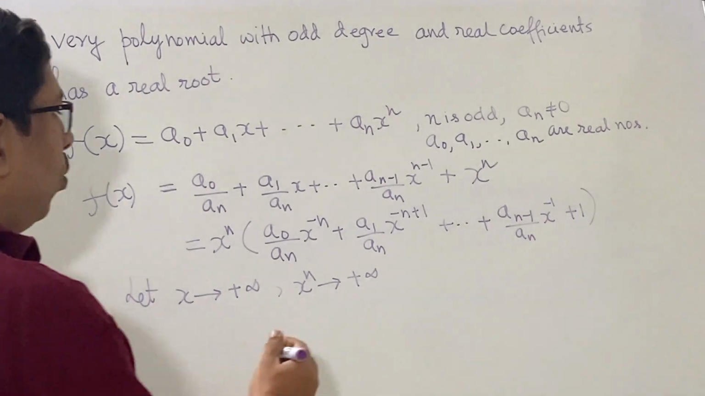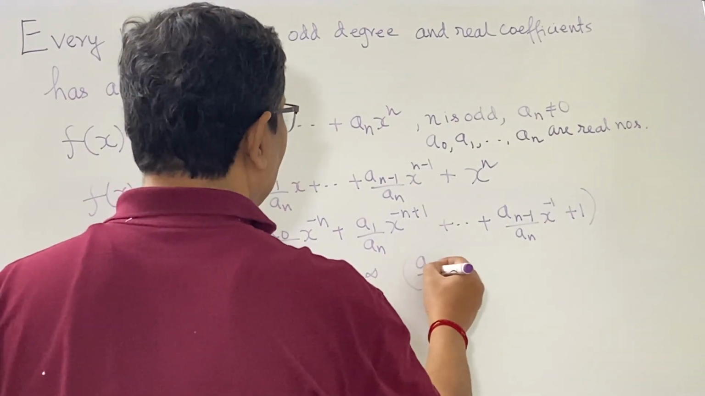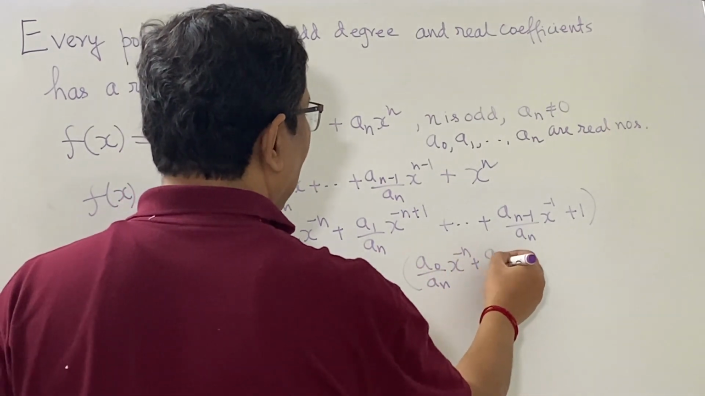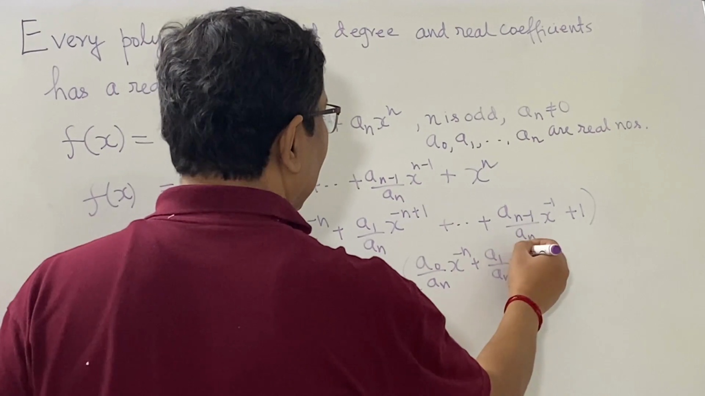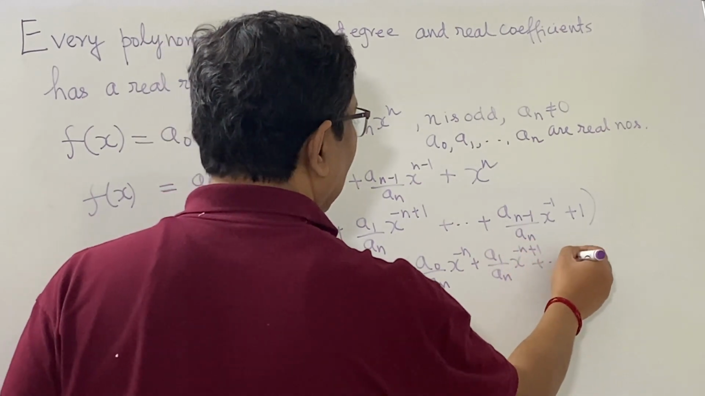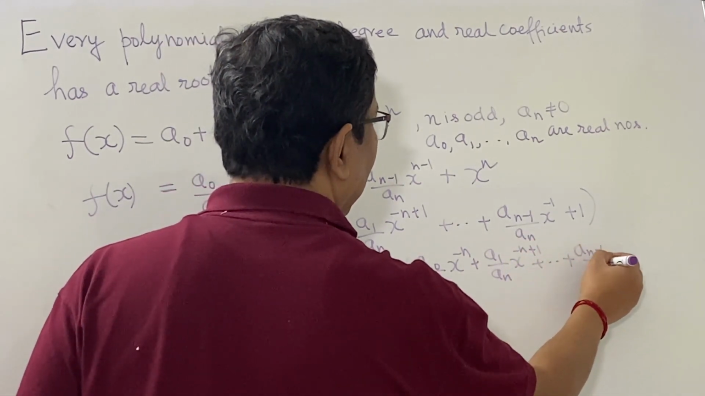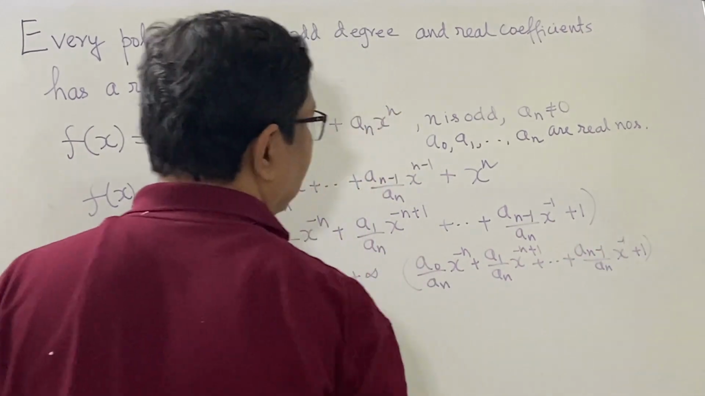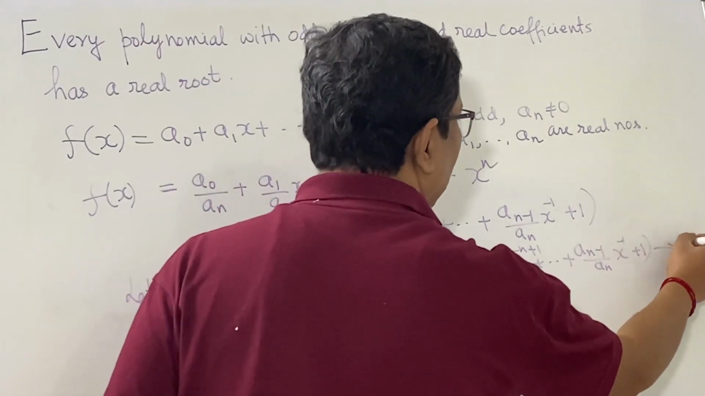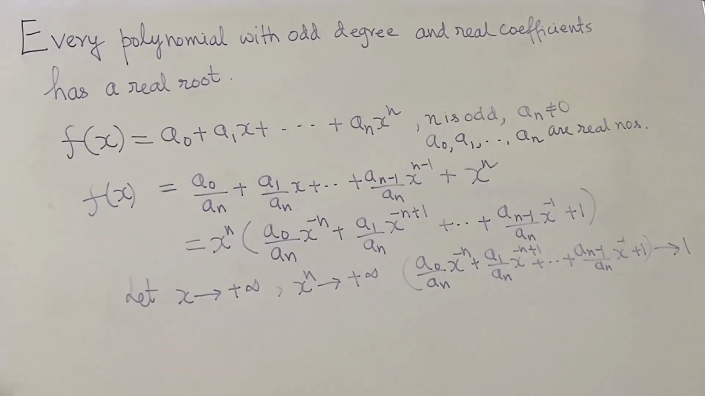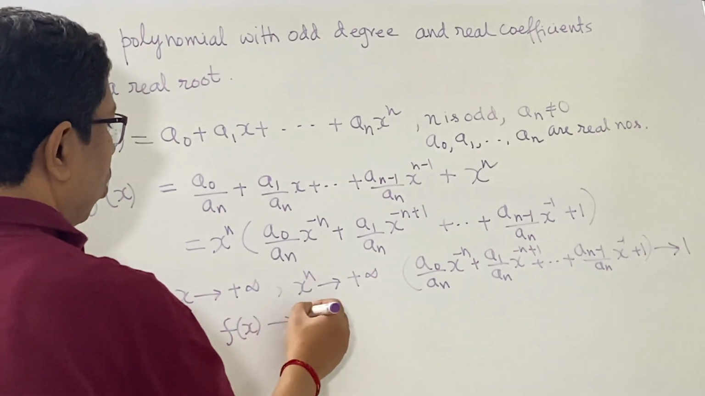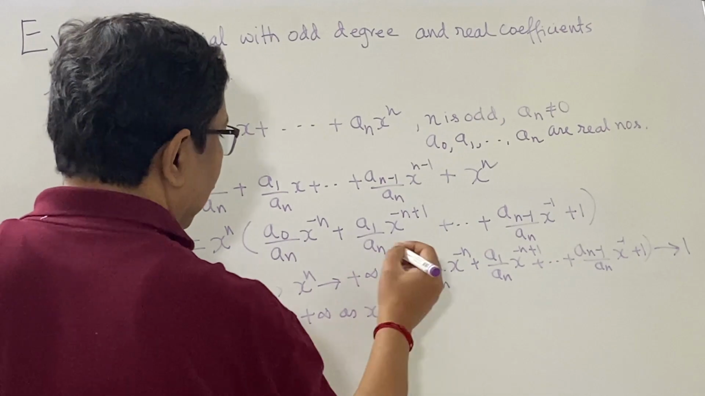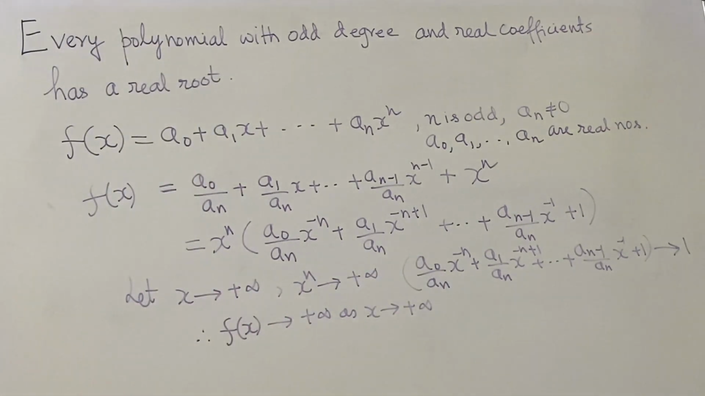So the term within this bracket, that is a_0 by a_n x to the power minus n plus a_1 by a_n x to the power minus n plus 1, etc., a_(n-1) by a_n x to the power minus 1 plus 1, this whole thing goes to 1. Therefore, f(x) goes to plus infinity as x goes to plus infinity. A very important result to note.